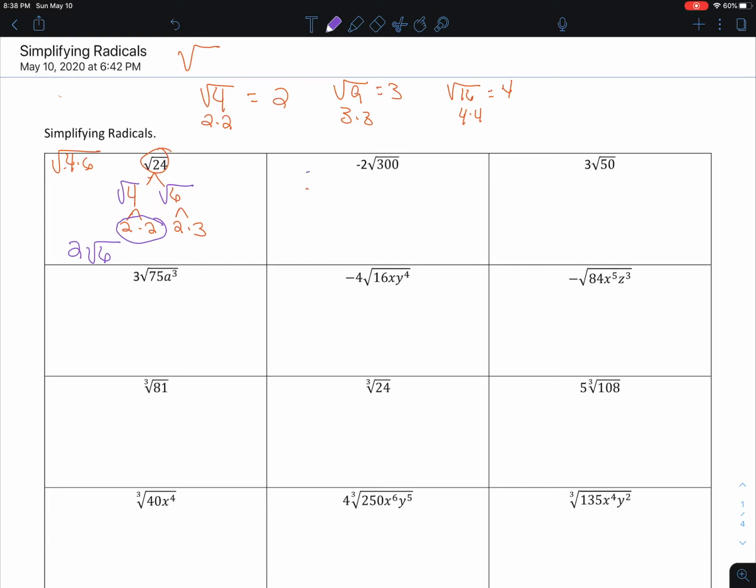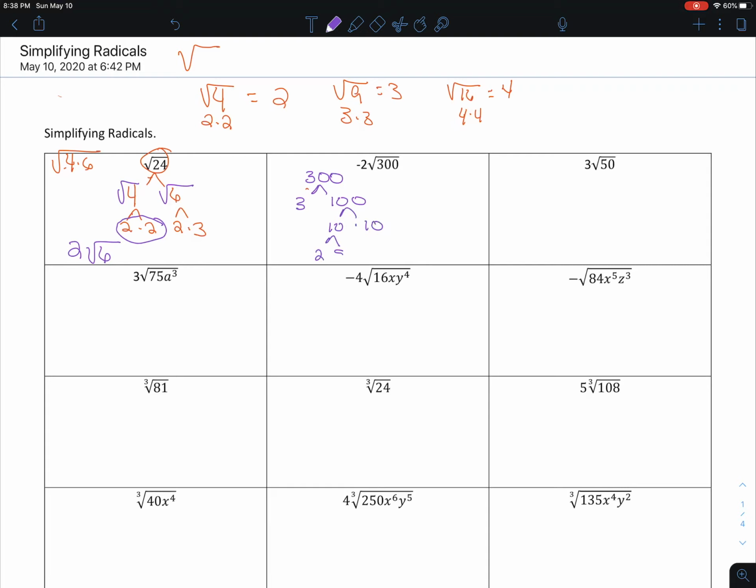Now, in this next one, 300, you may be able to tell what's left easily, but if not, we're going to just take it down to the prime factorization. And remember, a prime number is a number that's only divisible by itself and 1. So what two numbers can I multiply to get 300? Well, I can do 3 times 100. That's an easy one. Well, what can I multiply to get 100? 10 and 10.